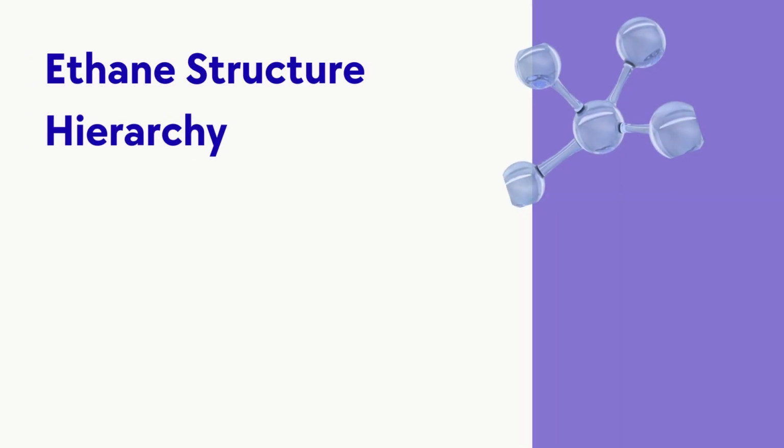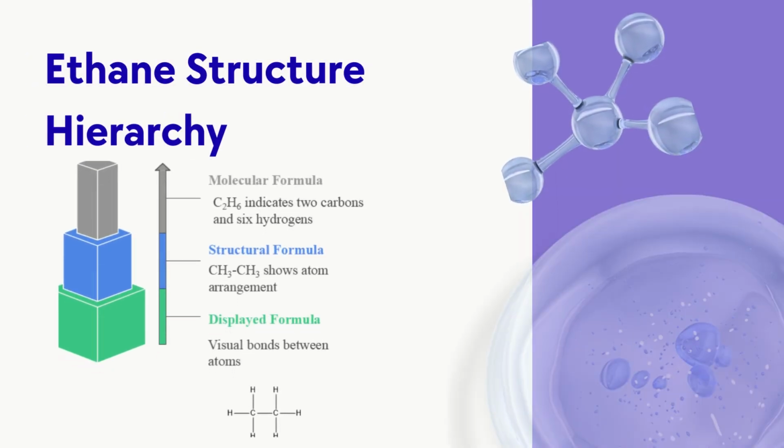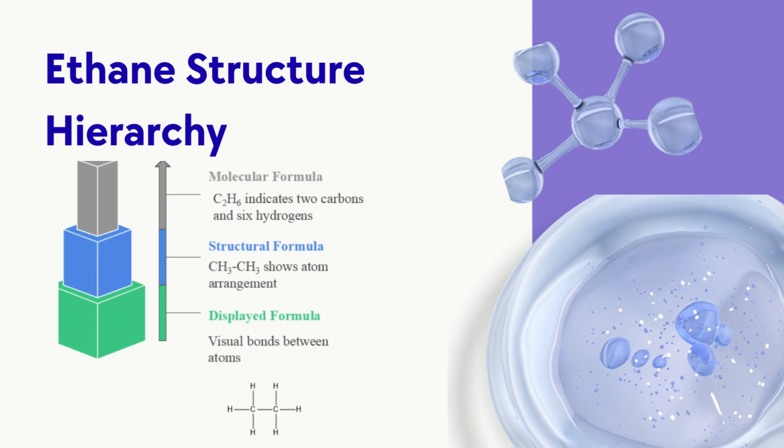The molecular formula of ethane is C2H6, and it tells you that ethane contains exactly 2 carbon atoms and 6 hydrogen atoms. The structural formula shows the arrangement of atoms in a compound, but it doesn't show all the bonds. It tells us that there are 2 methyl groups, CH3, bonded together with a single bond.